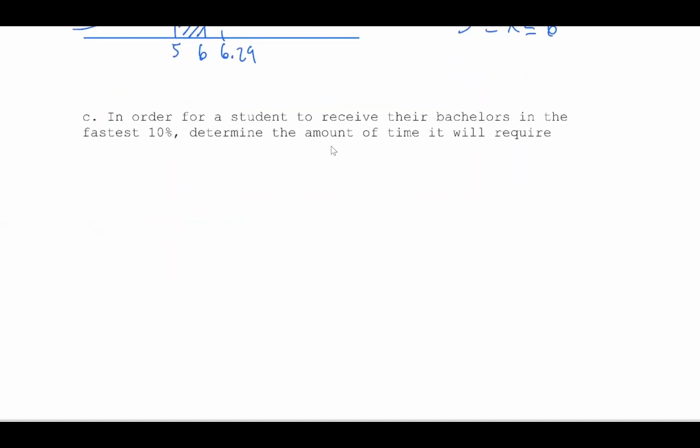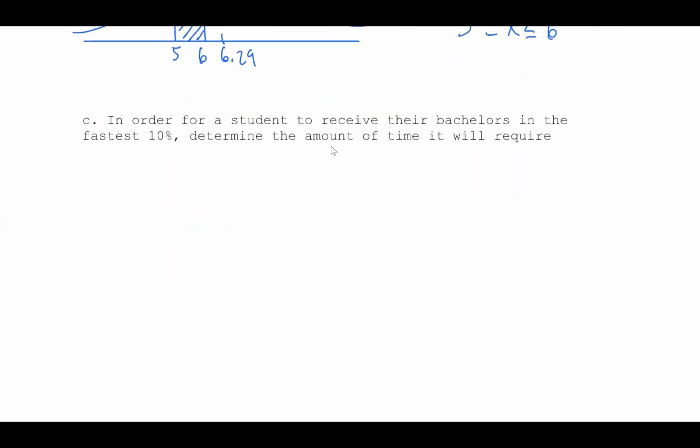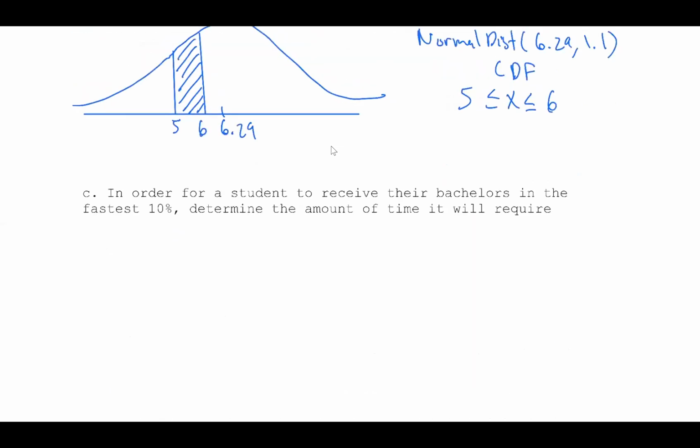Cool. All right, so let's do C. It said, in order for a student to receive their bachelor's degree in the fastest 10%, determine the amount of time it will require. If you look at this one, we already know the percentage, but we don't know what the X value is. So in this one, we're going to go backward, where we have the percentage, but we want to find the X value that corresponds to that percentage. So let's go ahead and get started.